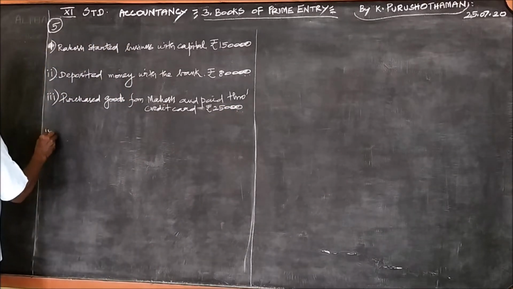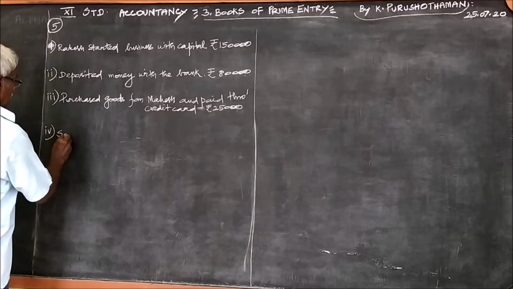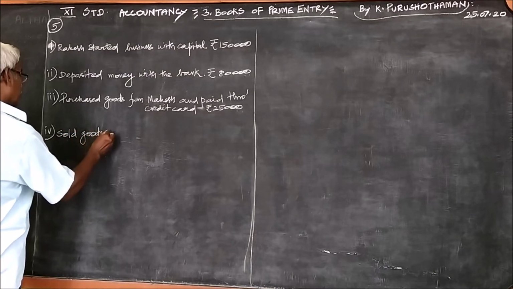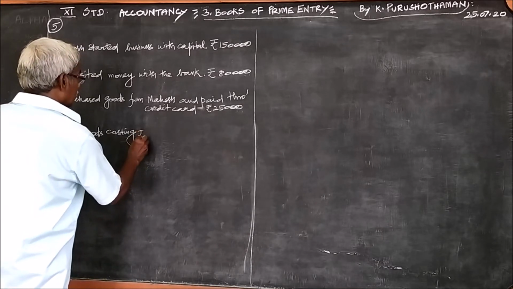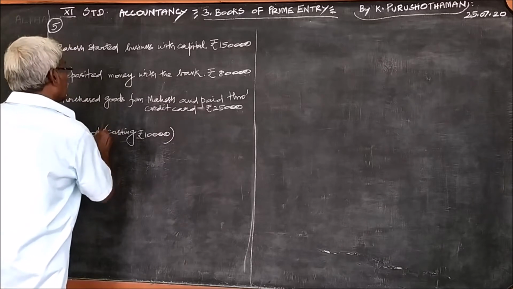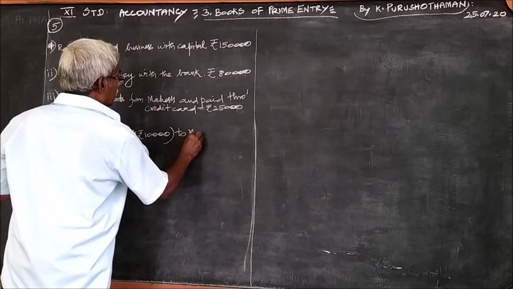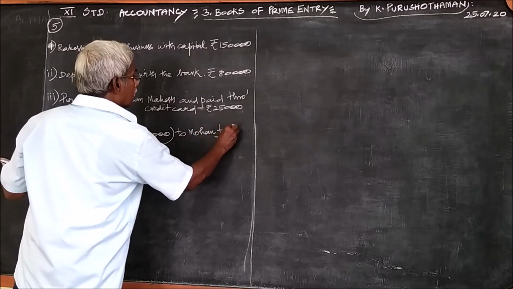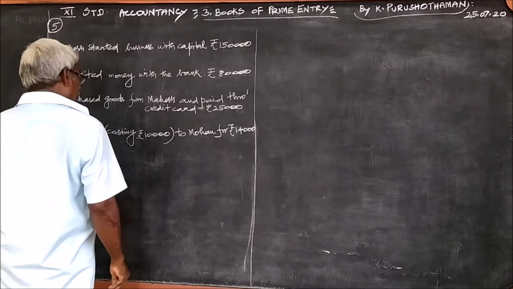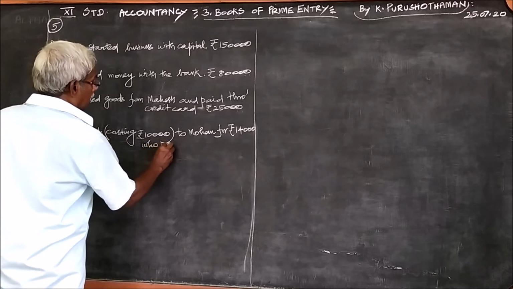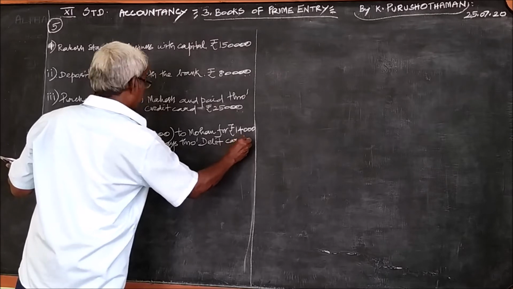Then fourth transaction. Sold goods costing rupees 10,000 to Mohan for rupees 14,000, who pays through debit card.